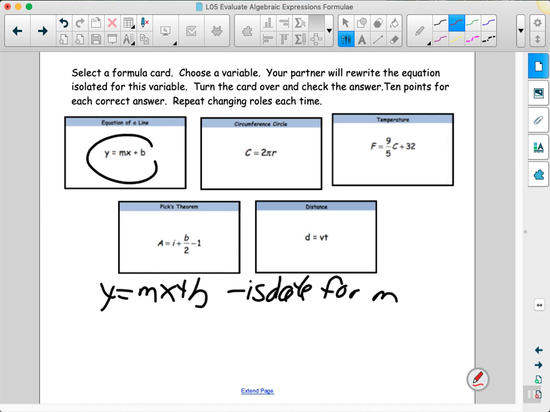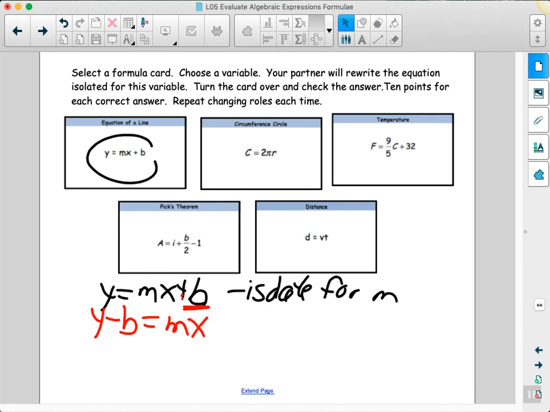So the first thing I'm going to do is I have to get rid of this term, the b. And I will do that by thinking about what its opposite is. I'm going to fix that so it looks like a b. So the opposite of plus b is minus b, so the additive inverse. We're now down to y minus b is equal to mx.